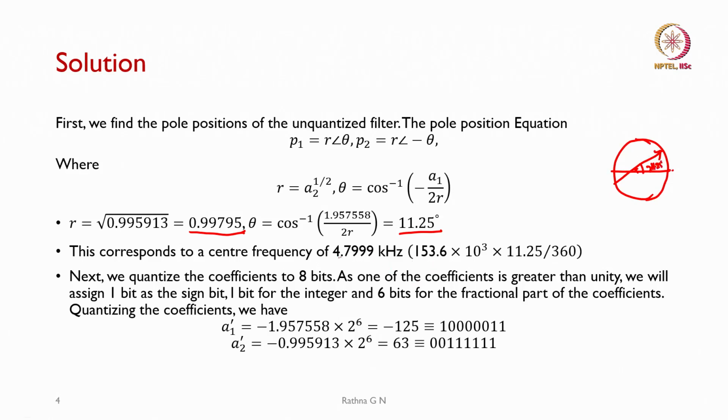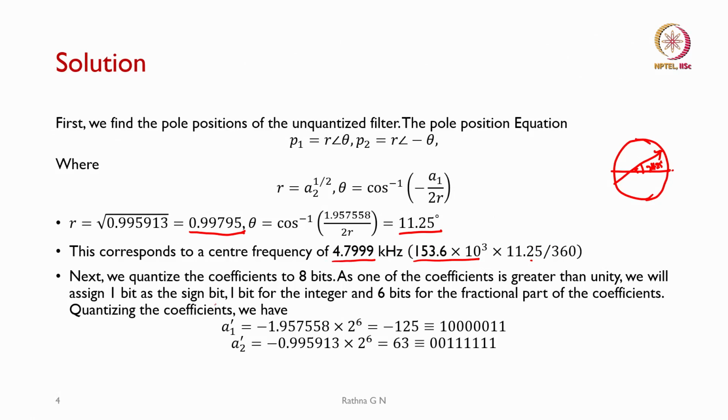So, when I calculate the center frequency, this is my sampling frequency, which has been given, and I know the angle is 11.25 degrees divided by 360 degrees, which is going to give me the center frequency. So, for this, 4.799 kilohertz is the center frequency. It is in the original state, what we will call it.